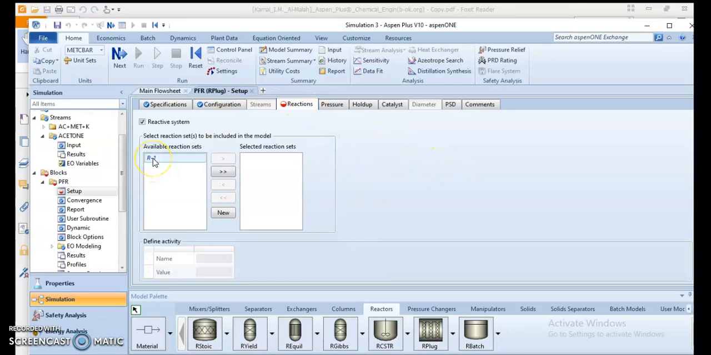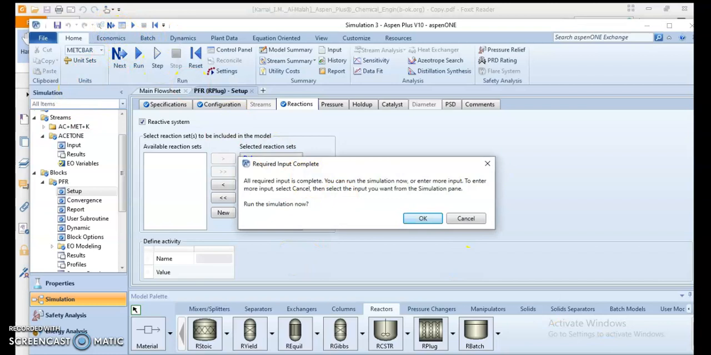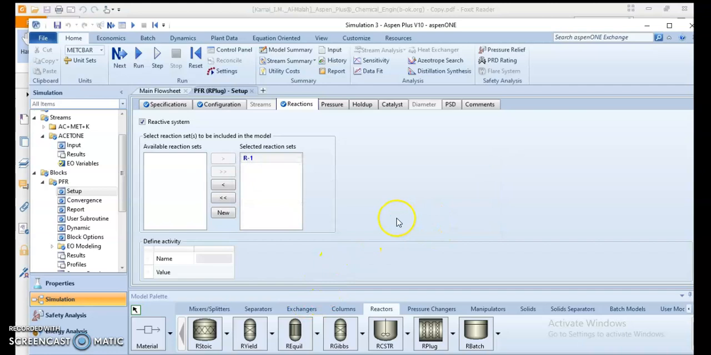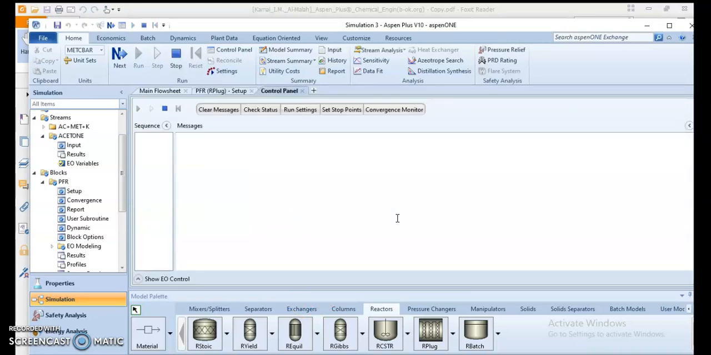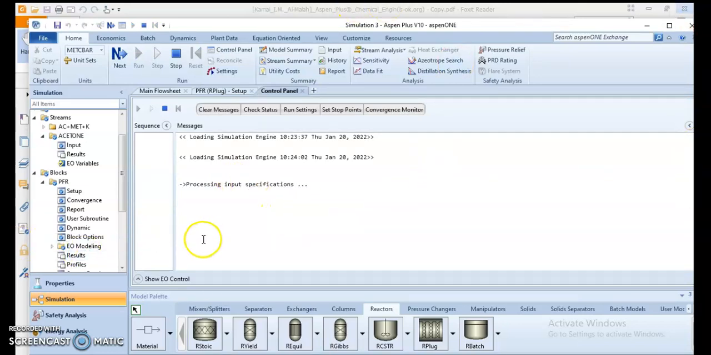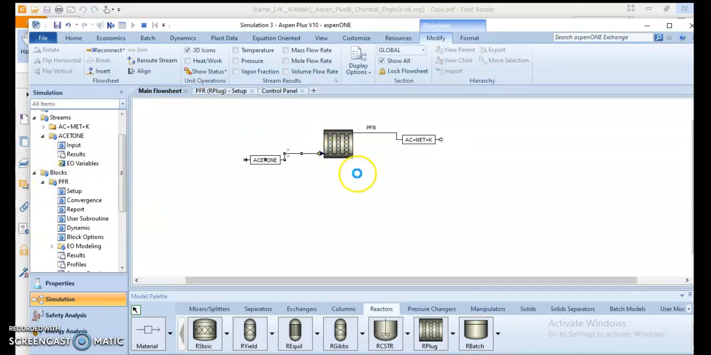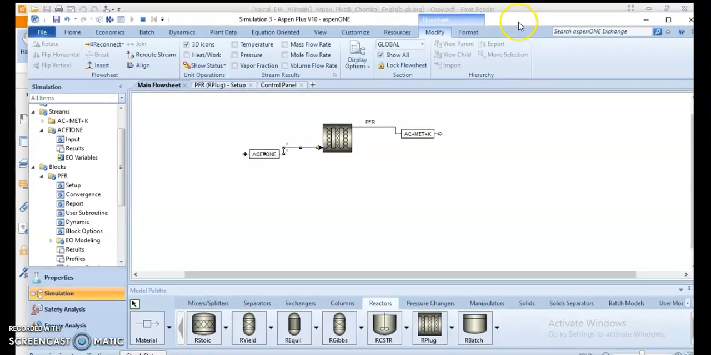So let's click on the next button, and we can select R1 and move it to the selected side, and then click on the next button. It says the input is completed, so I can run the process and I can see the output stream, and whether I am achieving 20% conversion or not. I can also see the mass balance, energy balance, and the stream results, and I can easily see everything.